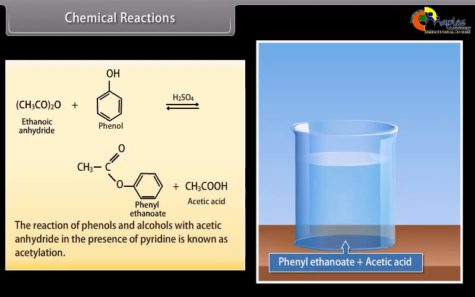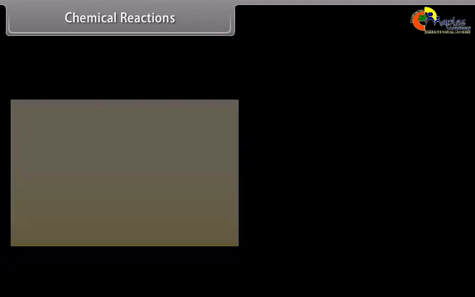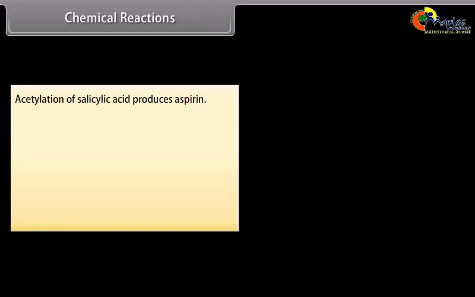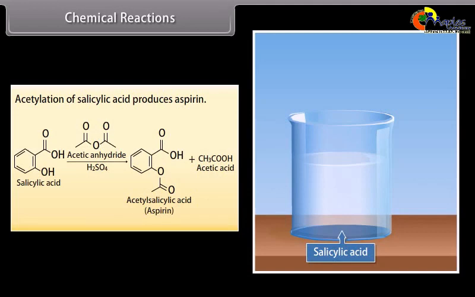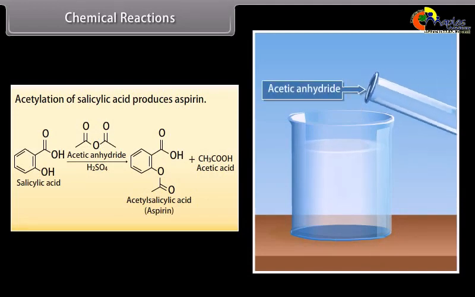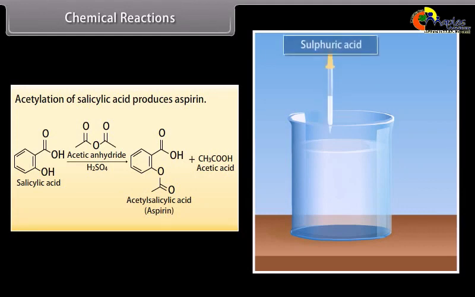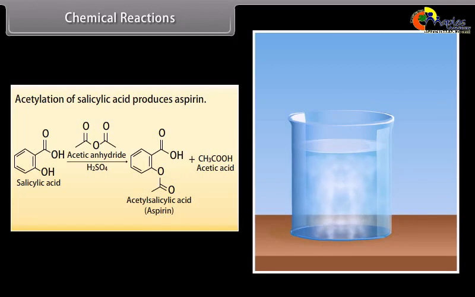The reaction of phenols and alcohols with acetic anhydride in the presence of pyridine is known as acetylation. Acetylation of salicylic acid produces aspirin. Acetic anhydride reacts with salicylic acid in the presence of sulfuric acid to form acetylsalicylic acid or aspirin and acetic acid.